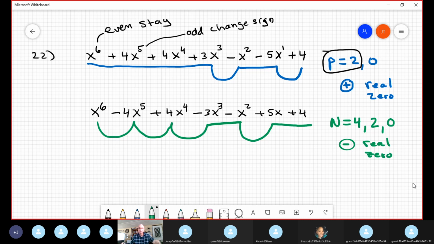That was the rule that Descartes discovered of the polynomial. And this is amazing. It gives me some information about the amount, the possibility, no?